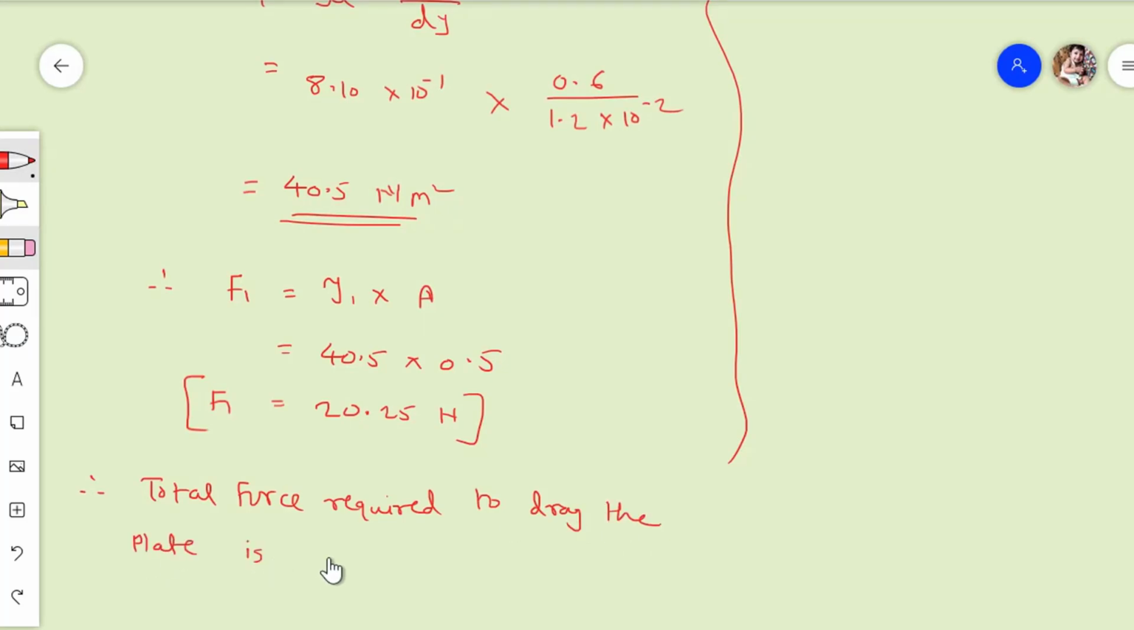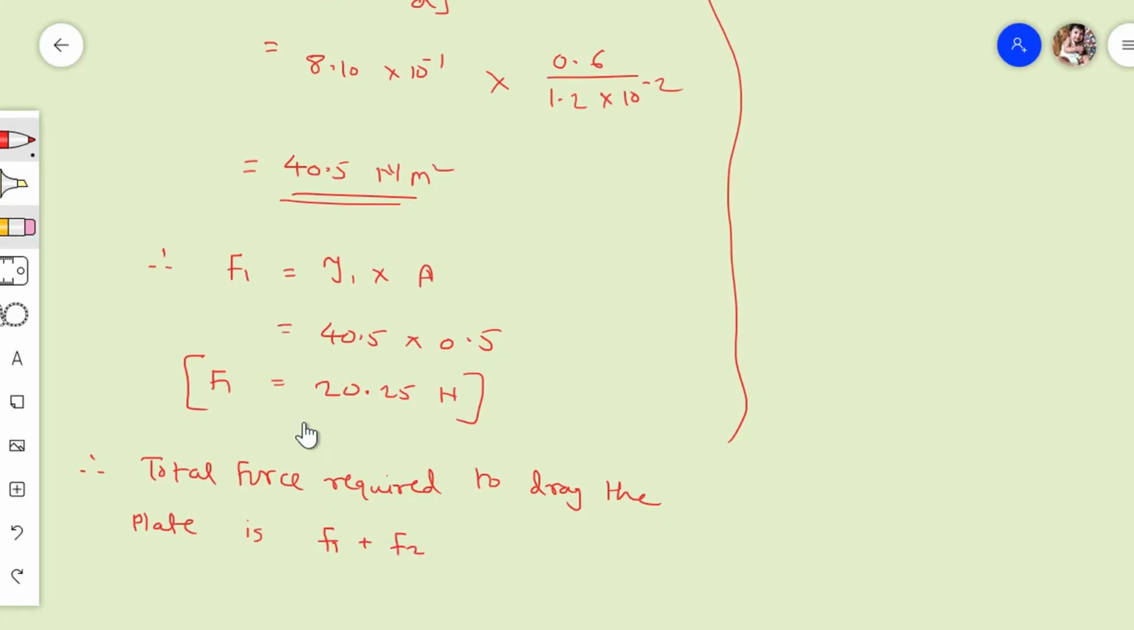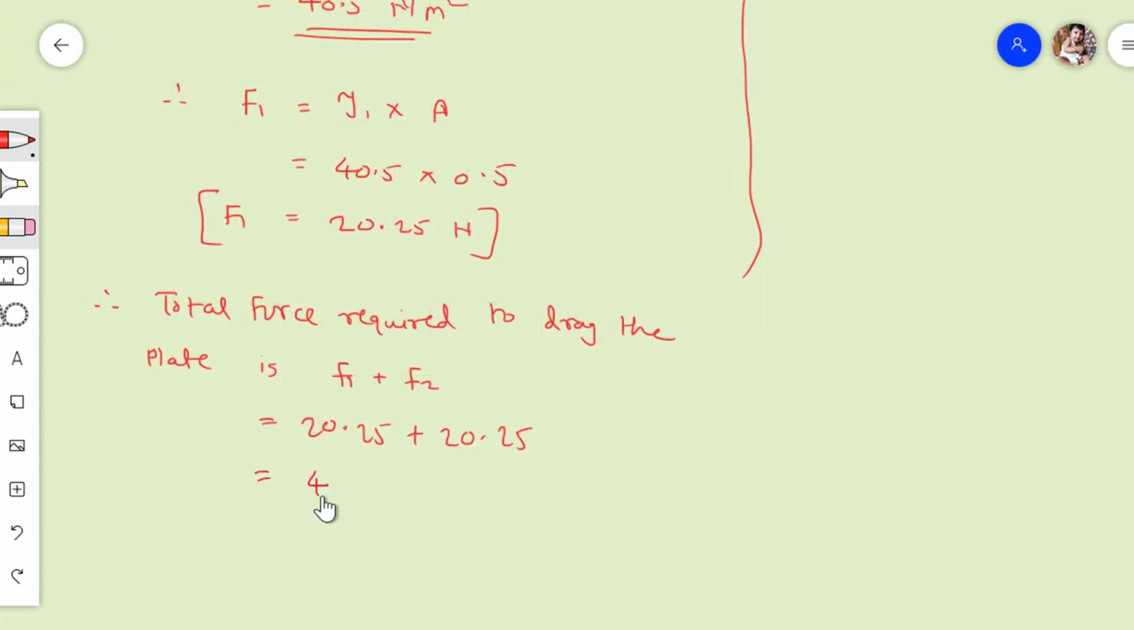is F1 plus F2. Now F2 you can understand. Okay, both values will be the same, 20.25 plus 20.25. So 40.5. This is equal to 40.5 Newton total force.